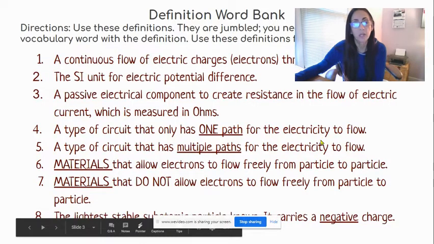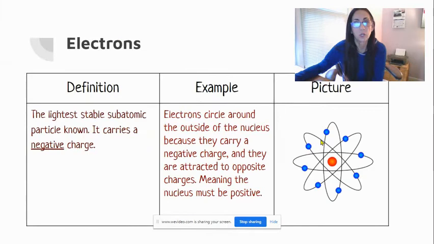All right, so the first thing is we're going to go through each slide. We're starting with slide number 4. You had your word bank here. We're asking you to cut and paste them into your slide. So the first one, electrons. You should have had that it's the lightest stable subatomic particle known, and it carries a negative charge.